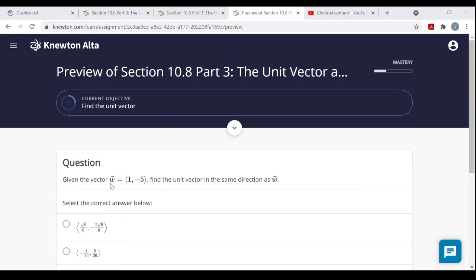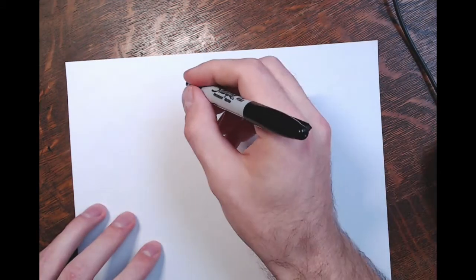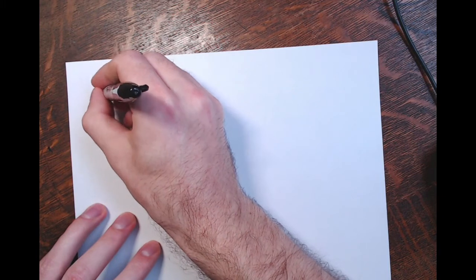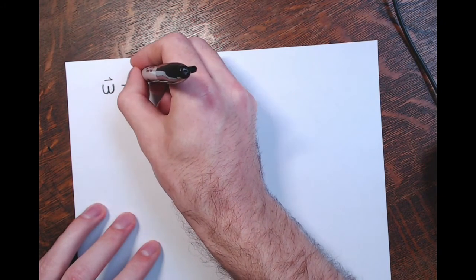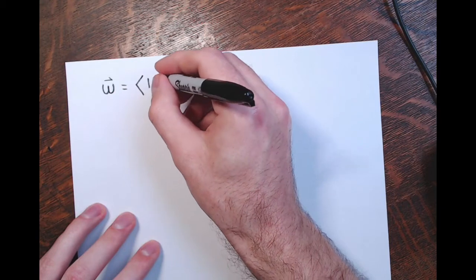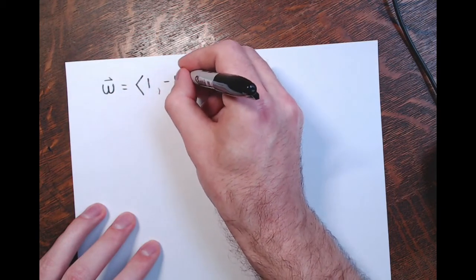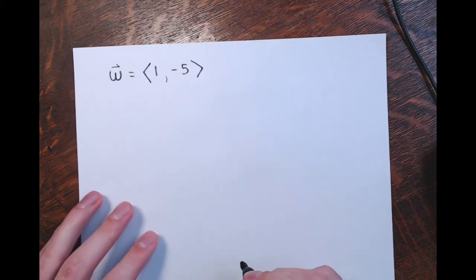Here we're given the vector W, which has components 1 and -5. We're asked to find the unit vector, the vector that's 1 unit long that points in the same direction as W. In order to do this, I need to know how long W is. W has components one unit right, and then 5 units down, negative 5 for the second component.